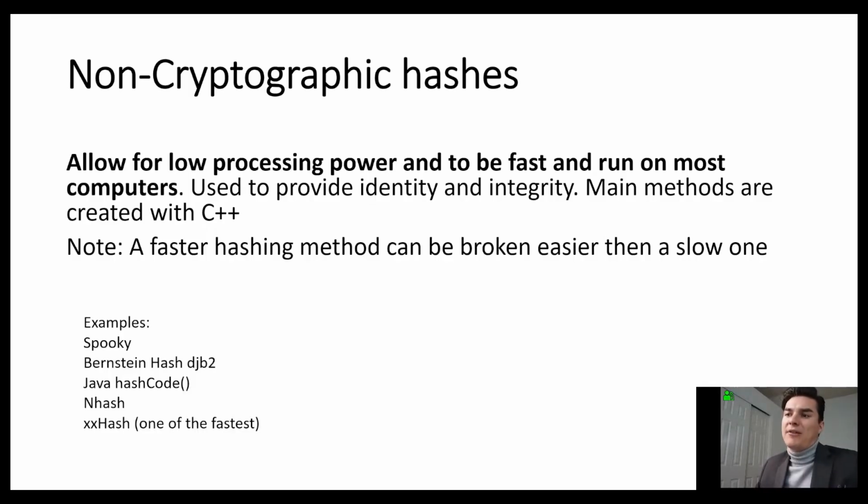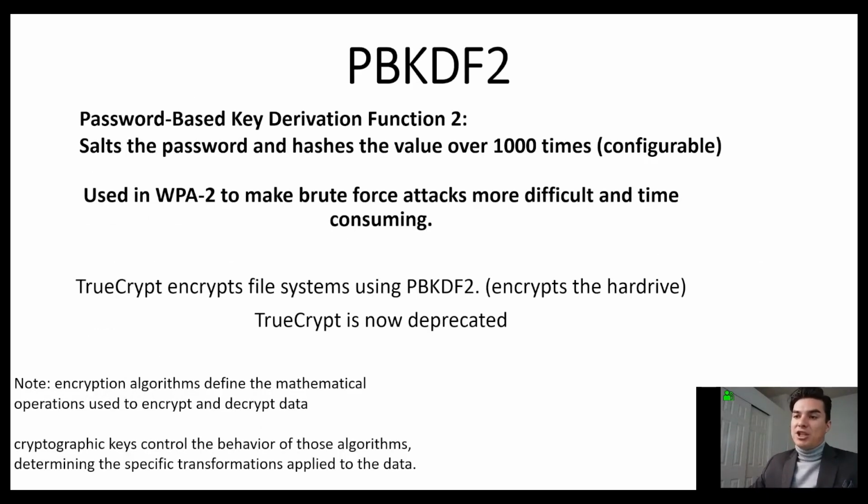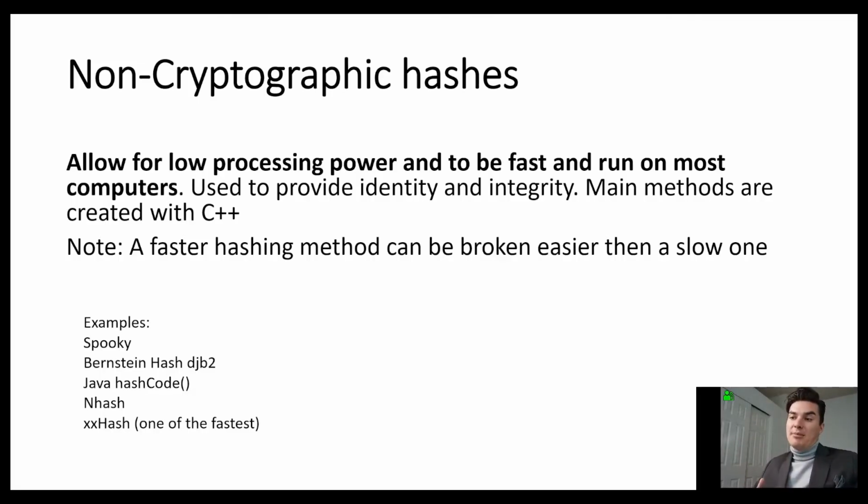So a non-cryptographic hash allows for low processing power. So they're both hashes, but this is a lower processing power. It's fast and can be run on most computers. The negative is that it's easily broken, and hashes are supposed to be non-reversible. So examples are SpookyHash, Bernstein hash, DJB2, Java hashCode, and others.